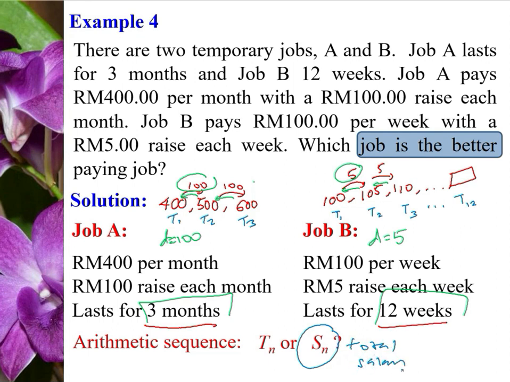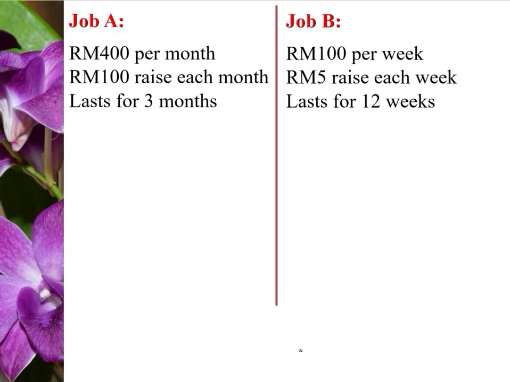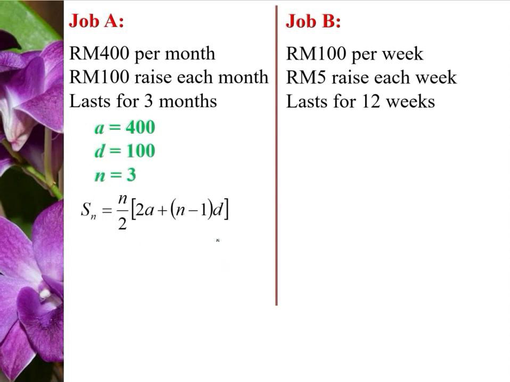Okay, so for job A, the total salary is, first writing down the first term A, the common difference 100, n is 3, since we have 3 months there. Find the total using the sum formula of arithmetic sequence, substitute the values in, calculate your answer, and you get 1,500 ringgit. Job B, do the same thing.